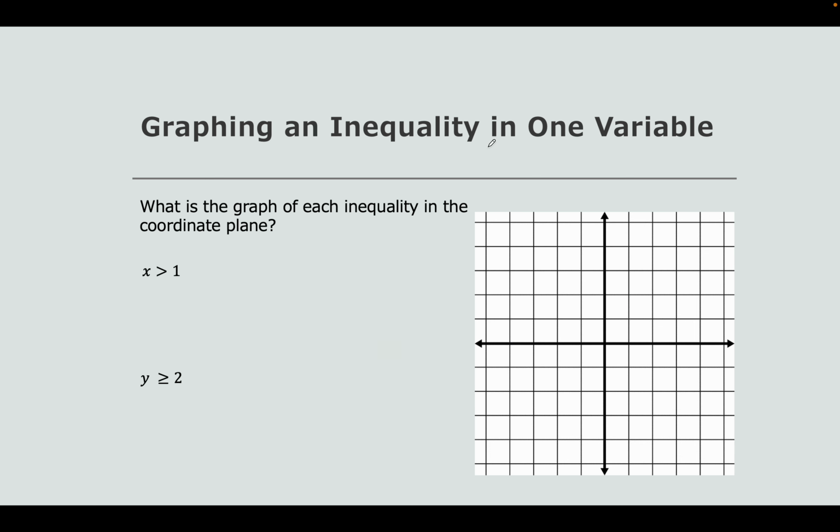Graphing an inequality in one variable. What is the graph of each inequality in the coordinate plane? So check this guy out here. I'm going to change this right here so it's a -1. So it's x is greater than -1. When x is greater than -1, notice that there's no equal sign. So since there's no equal sign, I must use a dotted line. I'm going to go to -1 on the x line, and I'm going to put a dotted line going straight up the -1 line.